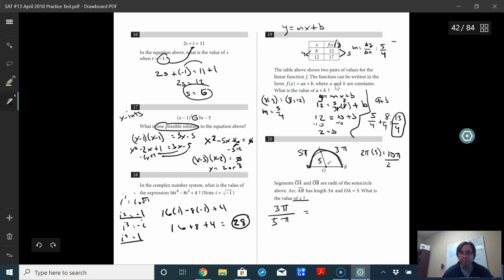And again, this is a semicircle, so we know this right here is 180 degrees. So that's why it's going to be x degrees over 180. Now we've got a ratio proportion, part over whole setup. We can eliminate the pi's here. Then we can cross multiply, so we have 5x equals 3 times 180. So 5x equals 540, and then x equals 108, which is our answer choice for this one.